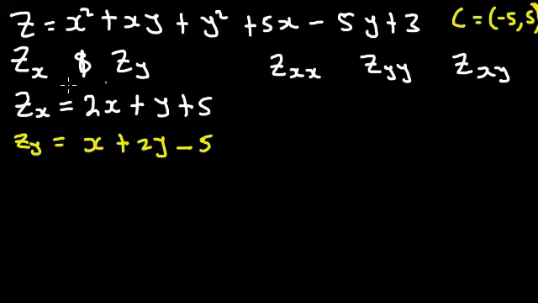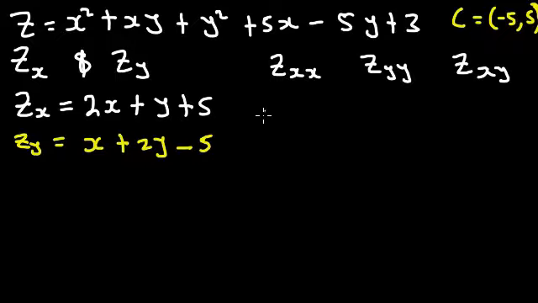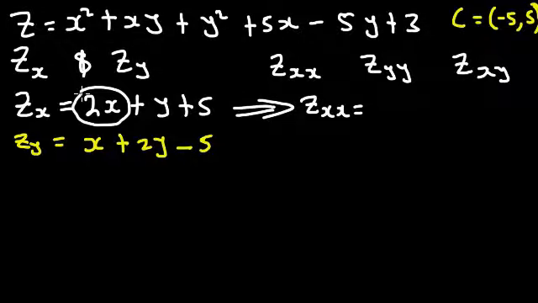So now, z sub x is this. And what would be z sub xx? Well, this is y and this is 5. They will be considered as constants. Thus, we need to pay attention to 2x. The derivative of 2x with respect to x is simply 2. And that gives z sub xx.